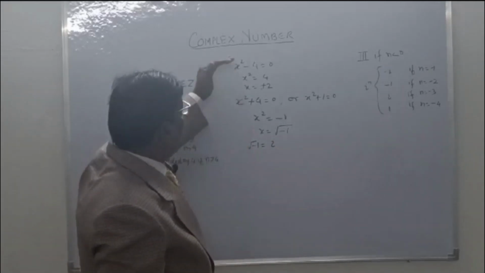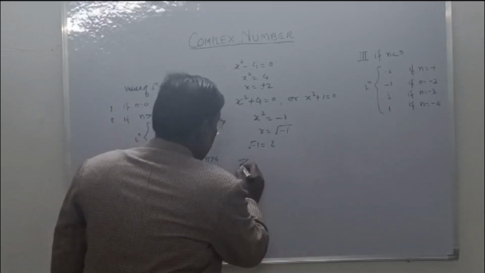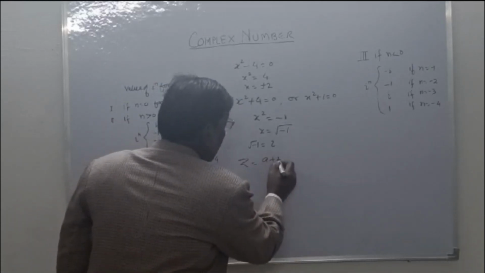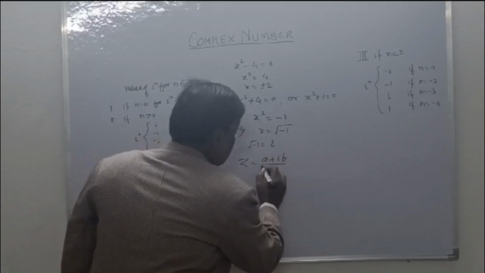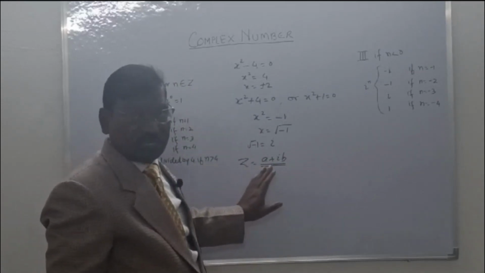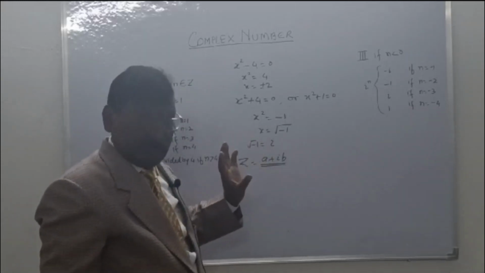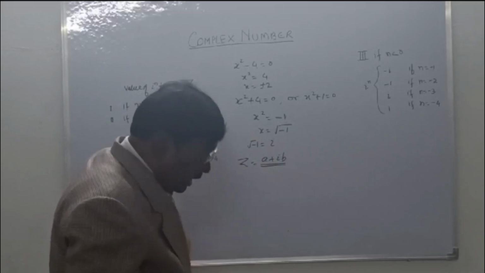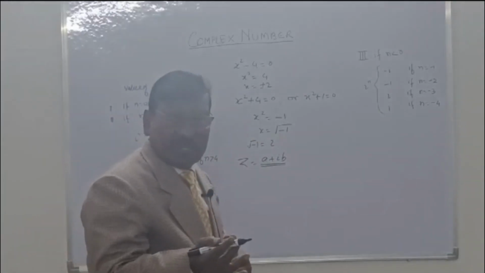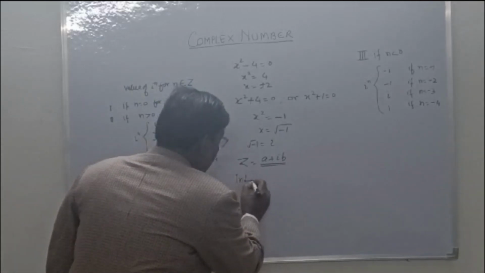So in the quadratic equation, complex number, you know, a number of the form a plus ib is called the complex number. This is the complex number. So what is the value of i? According to the number, integral power of i.